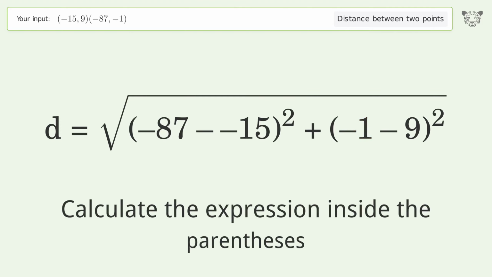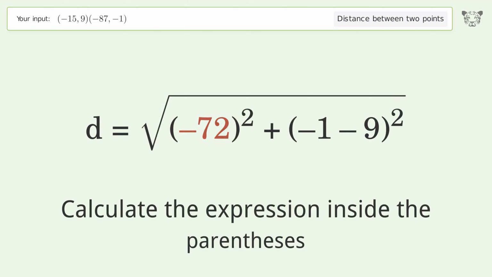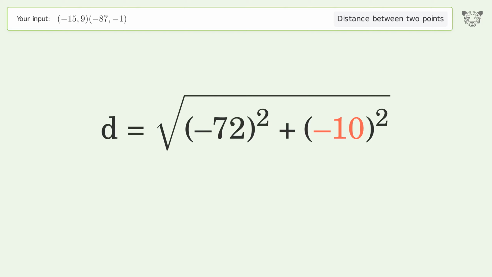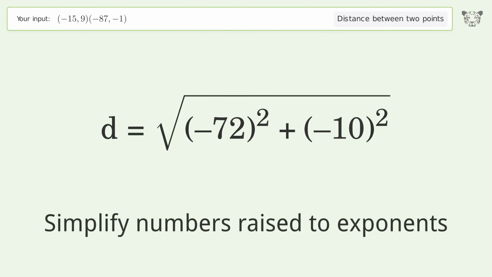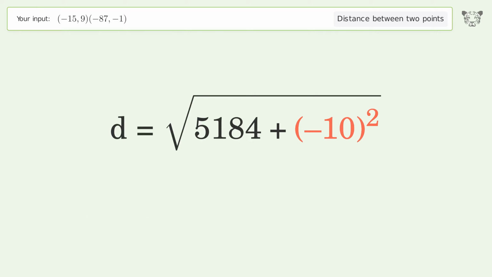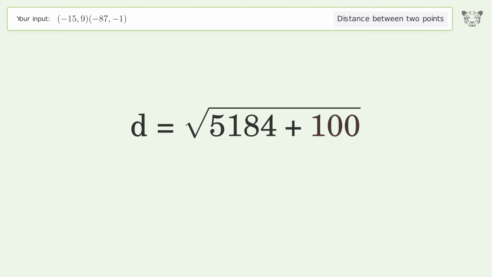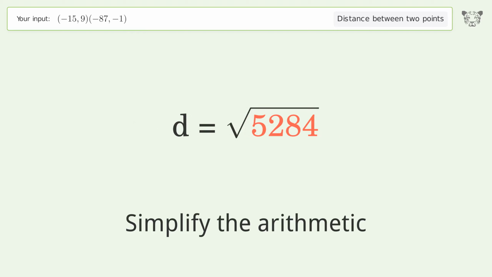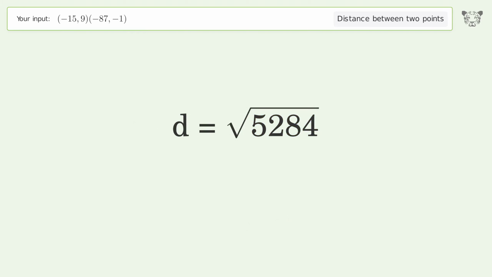Calculate the expression inside the parentheses. Simplify numbers raised to exponents. Simplify the arithmetic. And so the distance between the 2 points is the square root of 5,284, or 72.691.